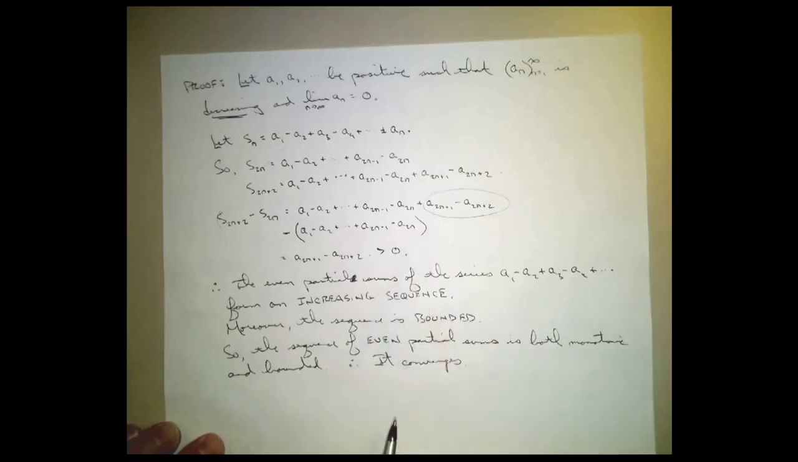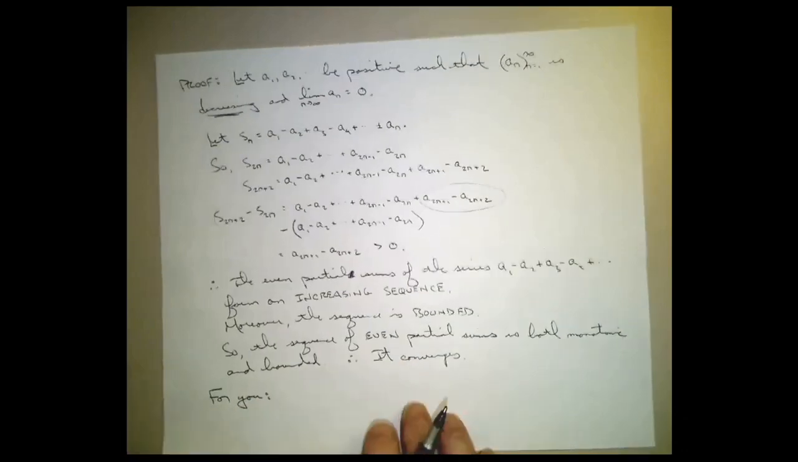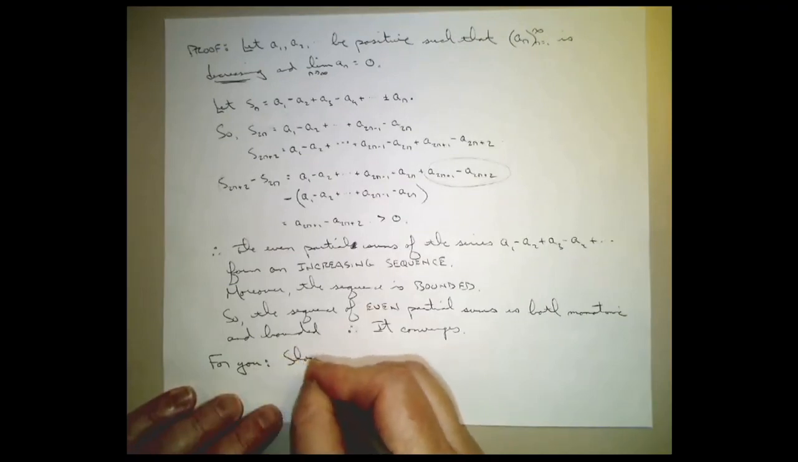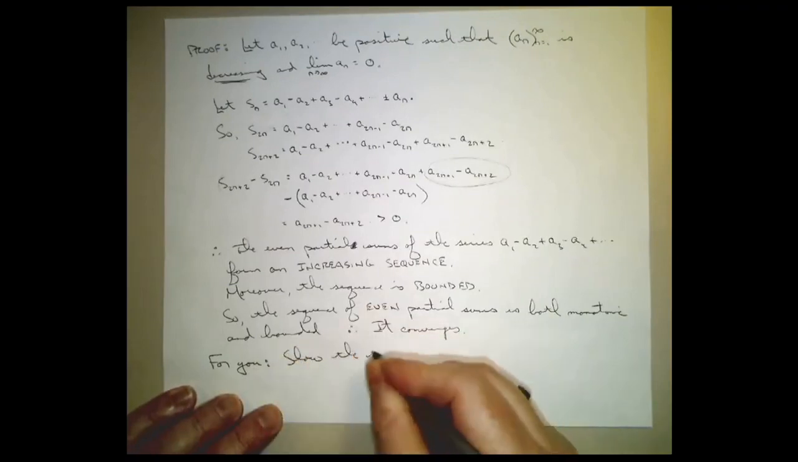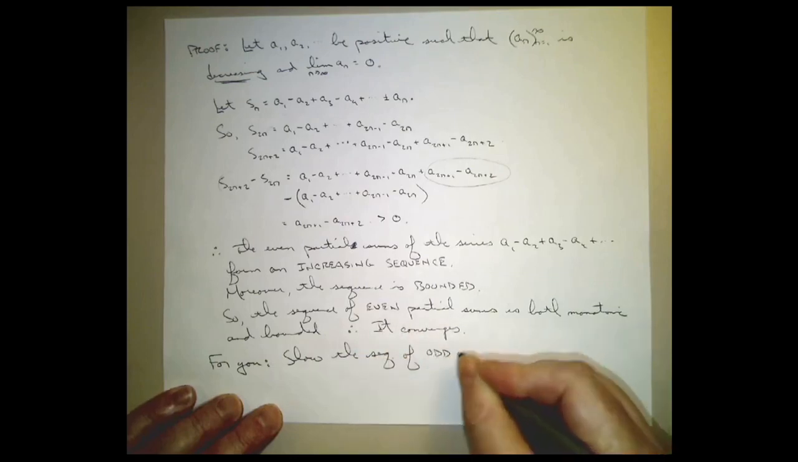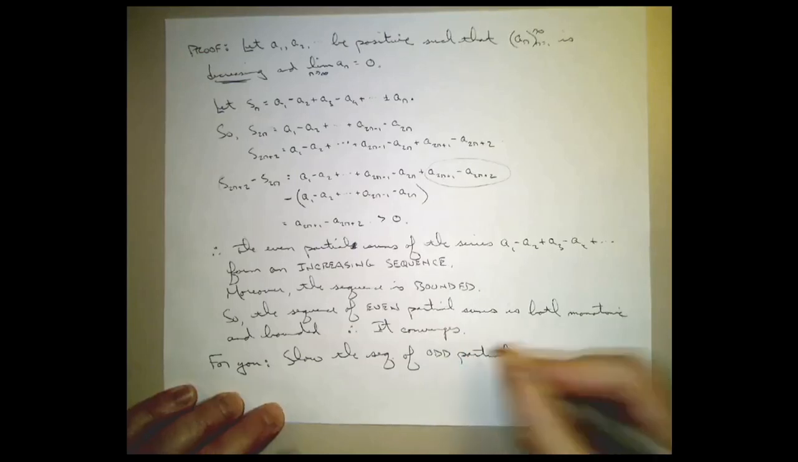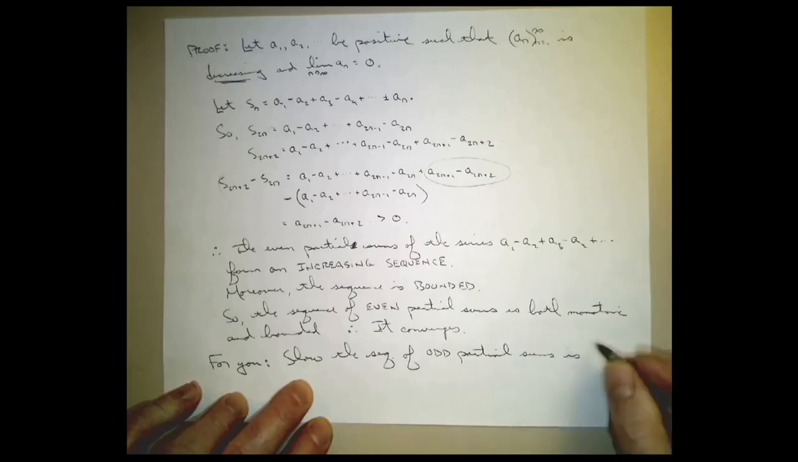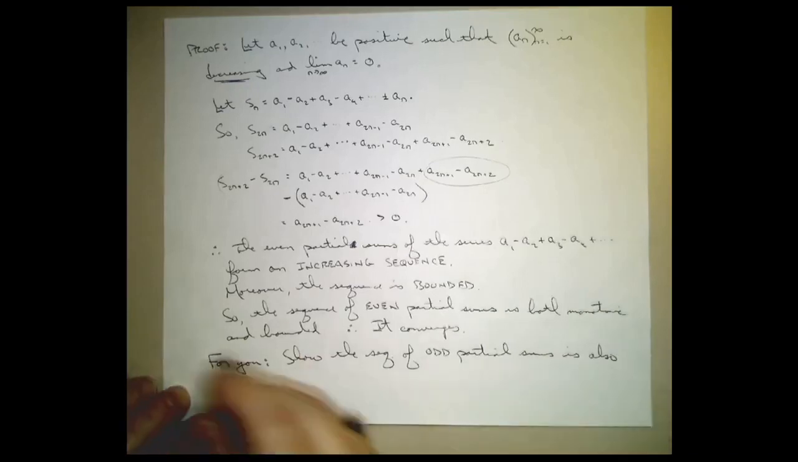A similar thing is true for the sequence of odd partial sums. And I'm going to leave that for you to do. I'm going to ask that you show that the sequence of odd partial sums is also monotonic and bounded.